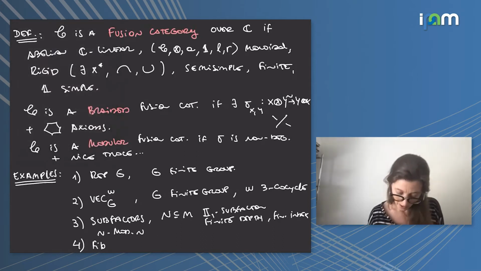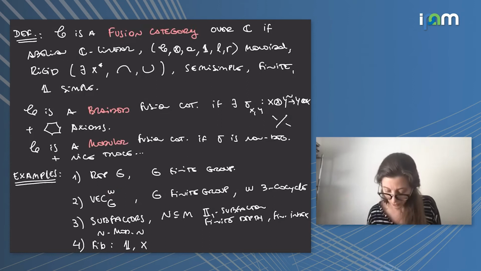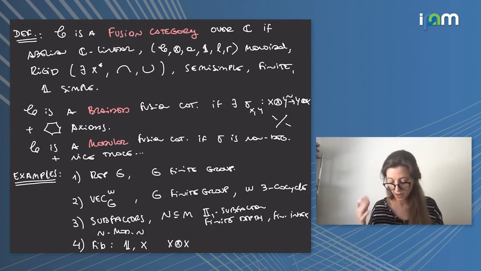And then there are other ways to construct categories. One nice category is the so-called Fibonacci category. I will not describe all the things of this category. The Fibonacci category has only two simples: one is the unit and one is an extra simple. And when I do the fusion of this other simple, the x, with itself, I need to know what this is.